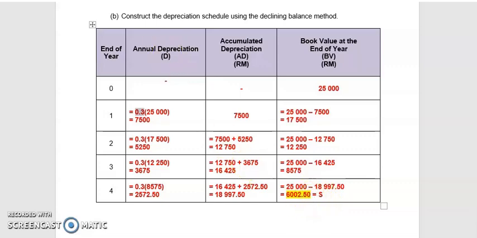Another thing: if you look at the annual depreciation here, the first year, second year, third year, and fourth year are different. So in the declining balance method, remember that annual depreciation is different each year. However, in the straight line method, annual depreciation is the same throughout the asset's useful life.